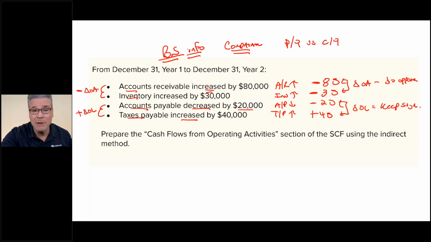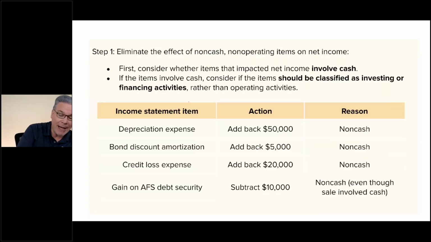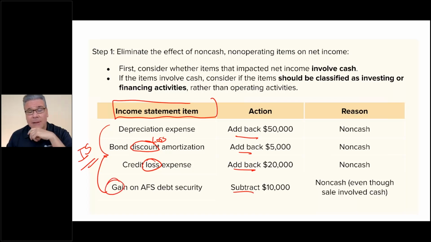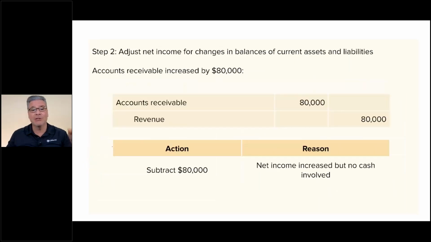Now all we've got to do is put the pieces of the puzzle together, okay? These are our income statement adjustments. We've already labeled all this. Depreciation, we're going to add back. Discount is really what? A loss. The little piece of the loss this year, we're going to add that back. Credit loss, we add back. Gain, we subtract out. Piece of cake, baby. All right, they want journal entries?